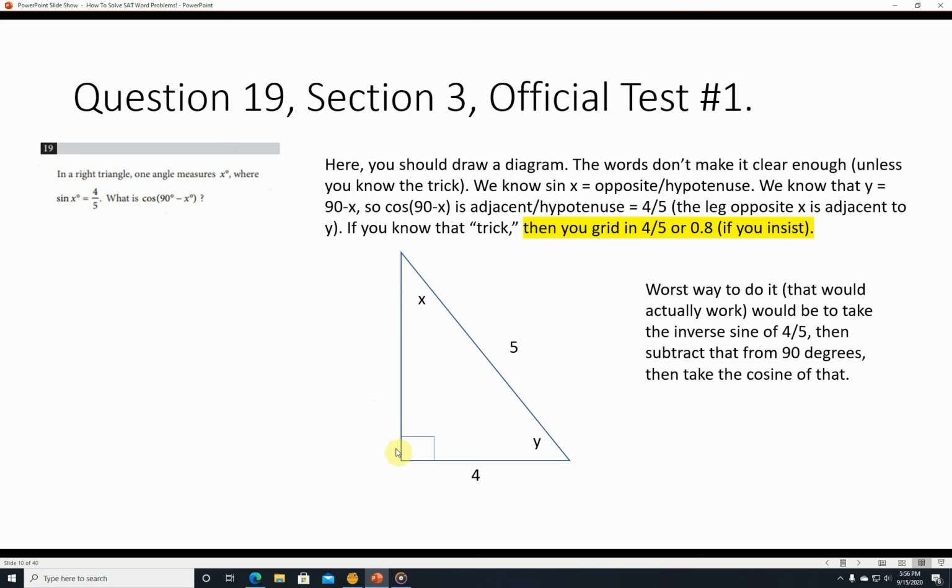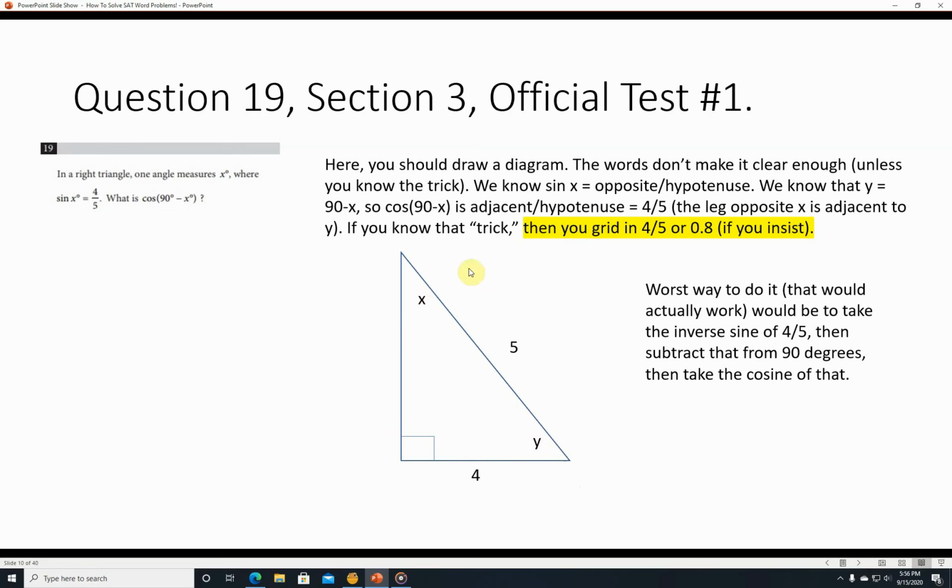Okay, so let's draw a right triangle. We draw the little box here so we know it's a right triangle, and we'll make one of these x. Obviously it's not the right angle, so it's got to be one of the other ones. We know these two have to add up to 90. Why? Because 90 plus 90 equals 180, and since this is 90, these two have to add up to 180 minus 90, which is 90, so x plus y is 90.